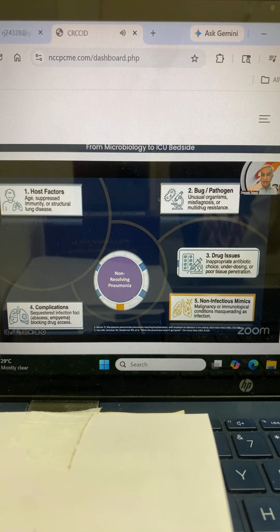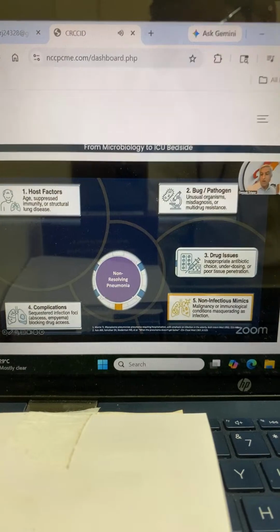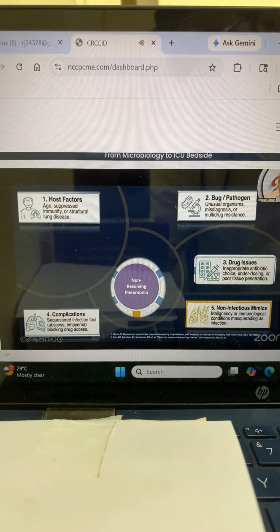But last and not the least, and very important, nearly 30% of these patients who are labeled as non-resolving pneumonias actually never have a pneumonia. And these are called non-infectious mimics. There can be malignancies, immunological conditions. They can all look like and behave like infection, but they are not infection. I'll quickly move on to a couple of slides faster.